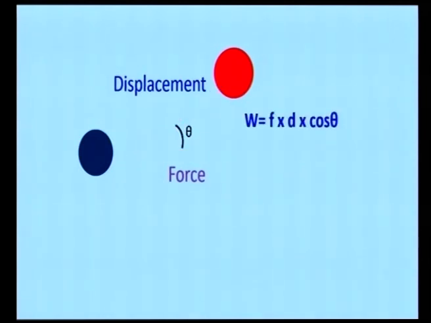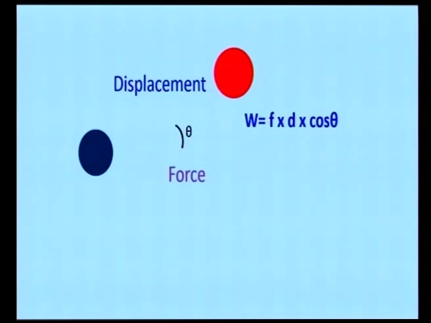Note down, children, this formula is very important. Work done equals force into displacement into cos theta. Here theta is the angle between displacement and force, the angle between the direction of displacement and the direction of force.